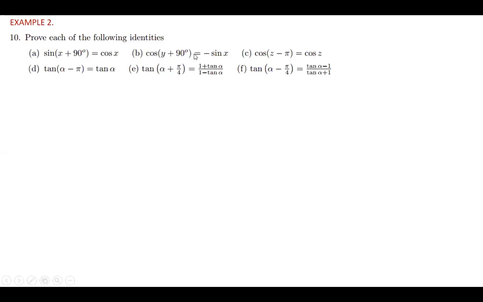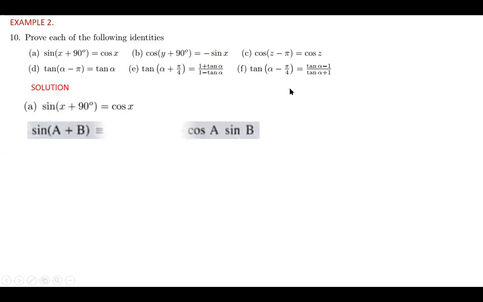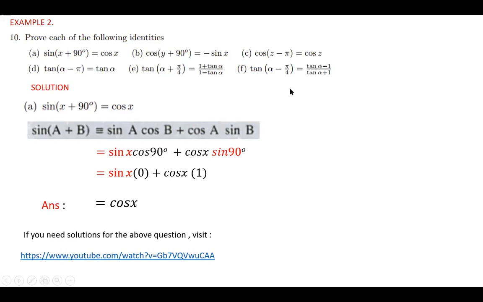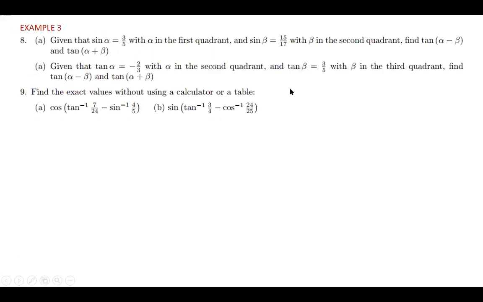Okay, let's move on. So I was trying to solve this first one here. You replace everything like that, then you find your final answer to be cos x. So if you want the solutions again, you can visit that link there.